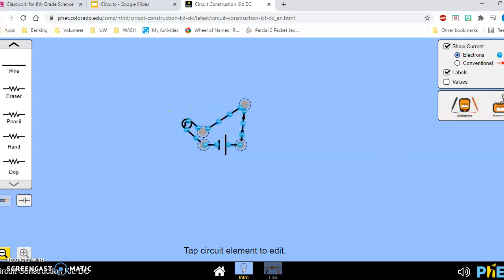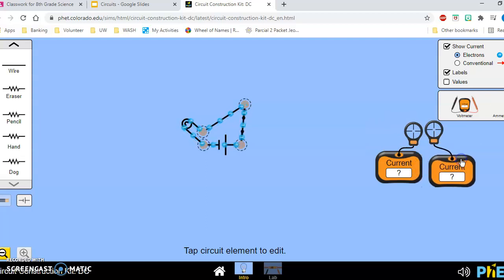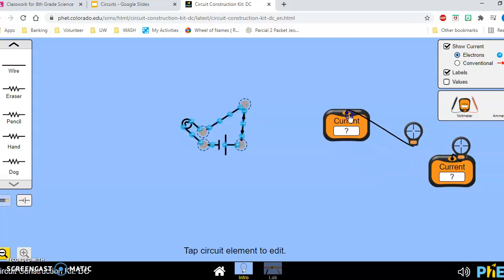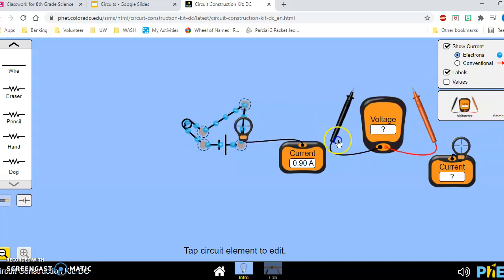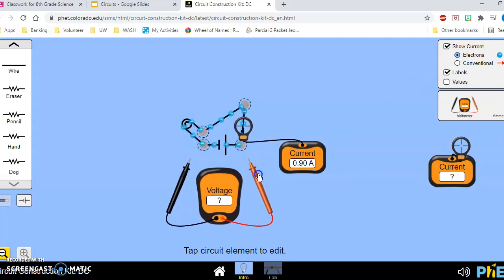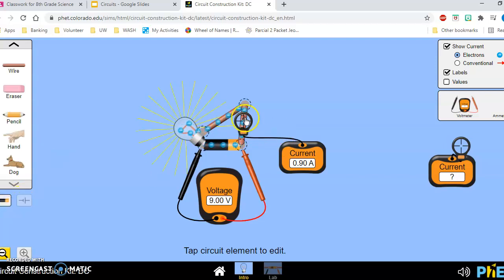We could also come over here and pull out, I accidentally pulled out two. I don't know how that happened. We're only going to use one of them. And this is a current ammeter. We can measure our current and see how much current's going through. We also have a voltmeter, so we can measure how much voltage. So we have lots of cool tools in this example. For our voltage, we have to put a red and a black on either side of our battery, and for our ammeter, we just put it over any part of our circuit.